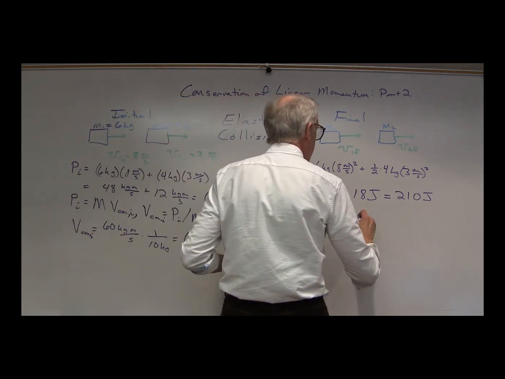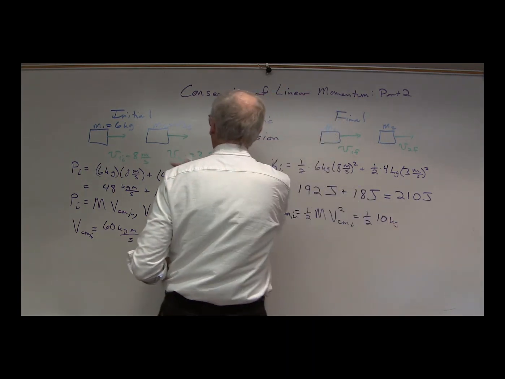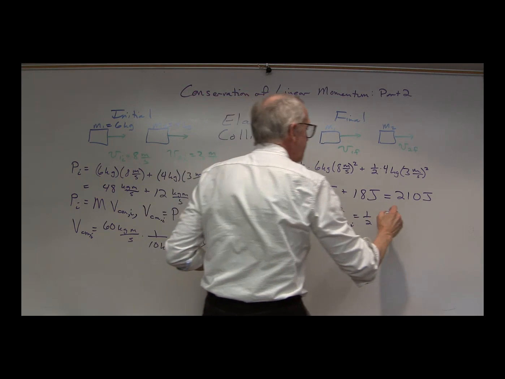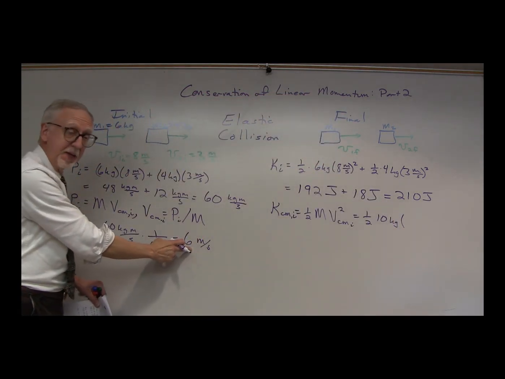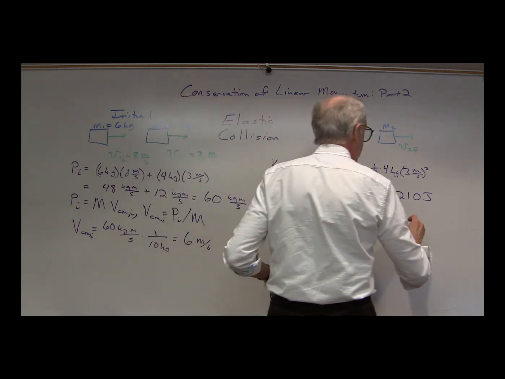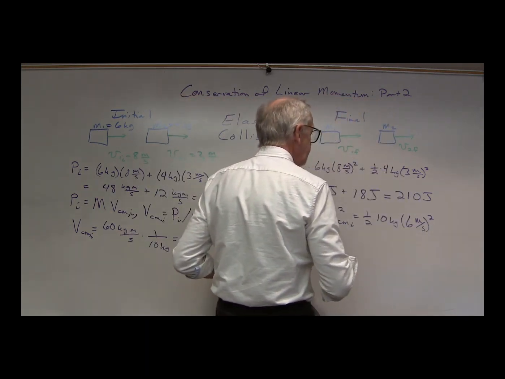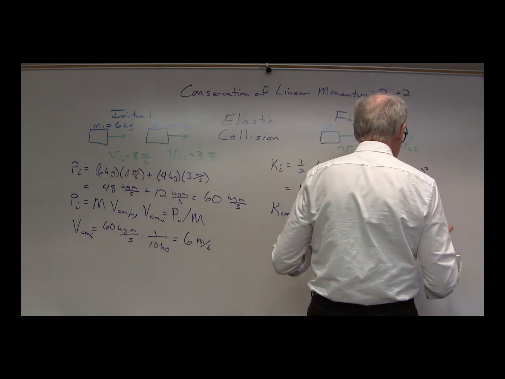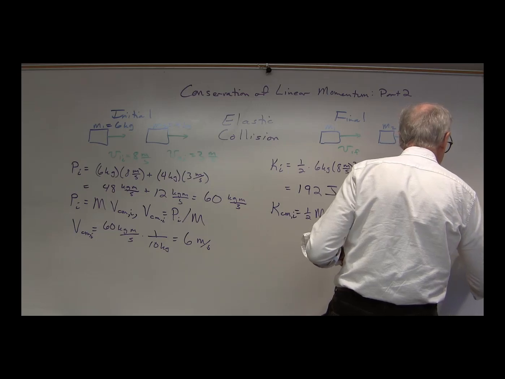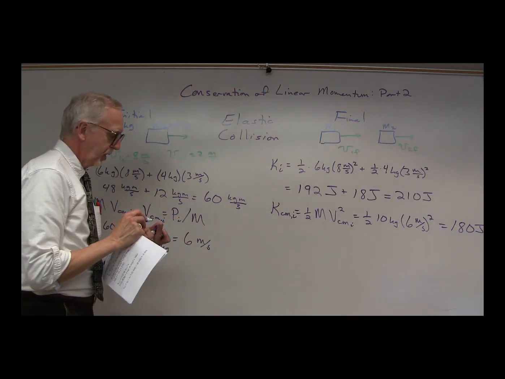And what do we get? We get 1/2 times the total mass, which is 10 kilograms, as we saw, 6 plus 4, times the velocity of the center of mass. The velocity of the center of mass we found to be 6 meters per second. So 6 meters per second squared. Multiply that out, and what do we get? We get 180 joules. All right, so what is this telling us?